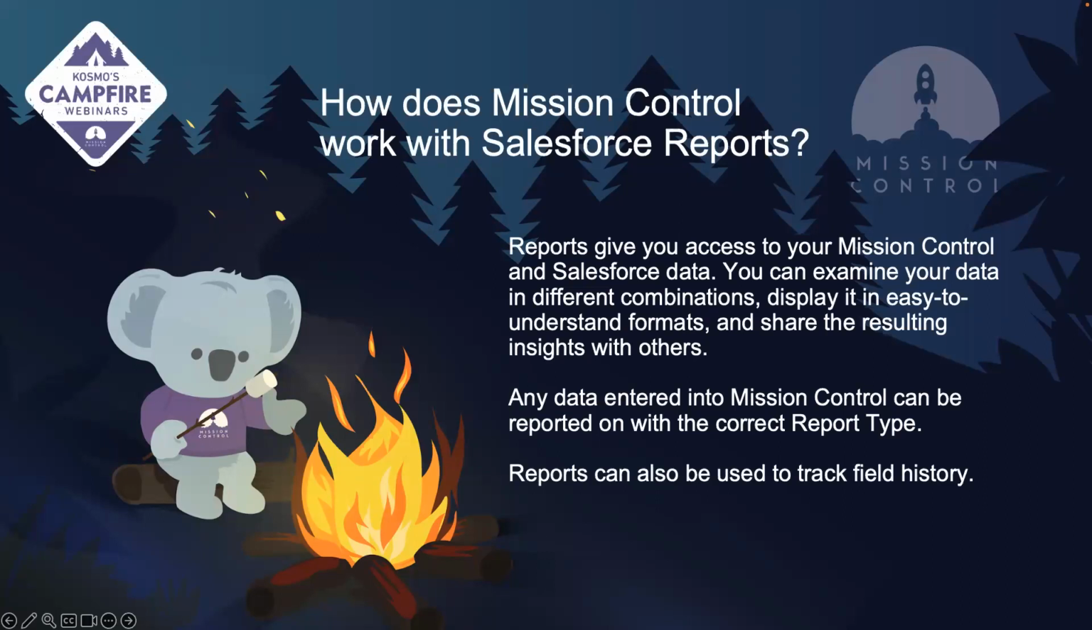Reports can also be used to track field history. So if you are tracking field history on your fields, you'll automatically get an object that's created with the object name. It will be object name history. So for example, if I'm tracking fields on my action, then it'll be action history. So what that'll allow you to do is track different changes that are made to fields. We won't get into field history tracking too much, but I can at least show you where that is.